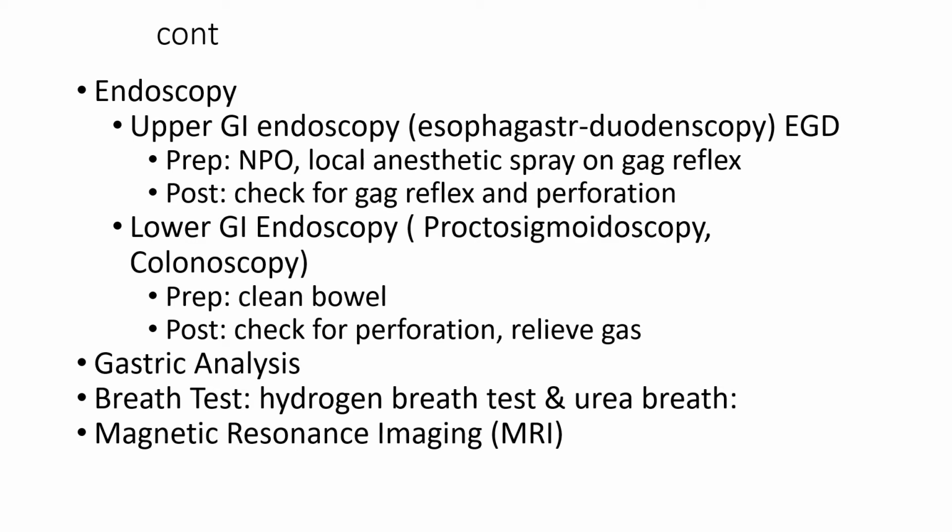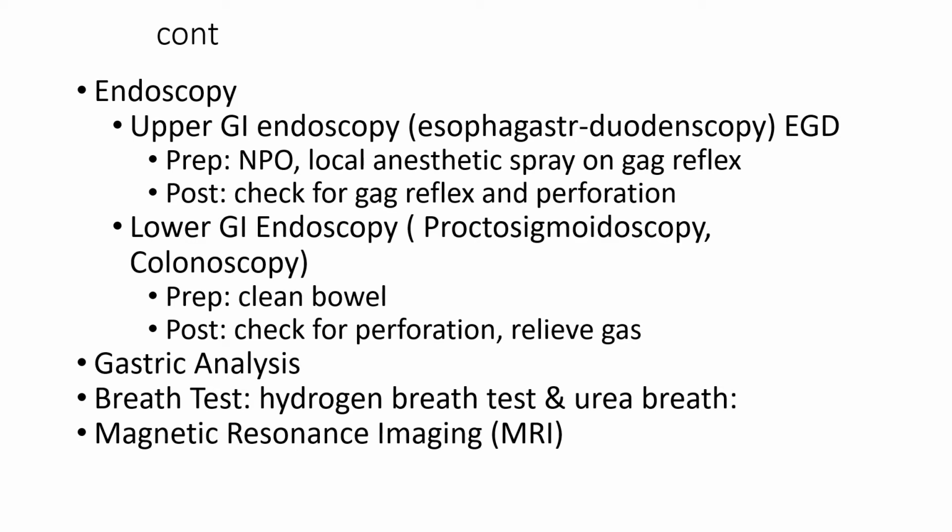A lower GI proctosigmoidoscopy and a colonoscopy, again, same thing, check for perforations, but get the patient up and walking to release some of that gas. In a gastric analysis, they might do something called a breath test, which is a hydrogen test, and that is to check for that H. pylori, which is necessarily associated with ulcers. And also the other test is a magnetic resonance imaging, or an MRI.